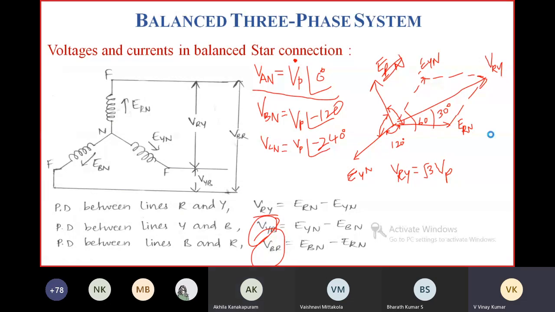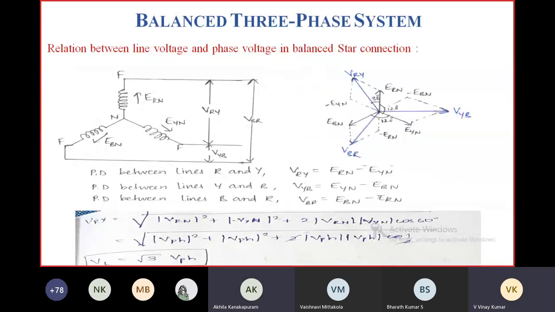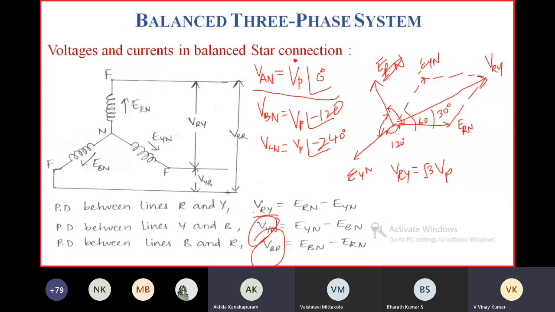See, after solving this, after getting the phasor sum of VRN and minus VYN, you're going to get line voltage VRY. So that line voltage VL is equal to √3 into VP. By using the parallelogram method, we get line voltage VL is equal to √3 into VP, right?